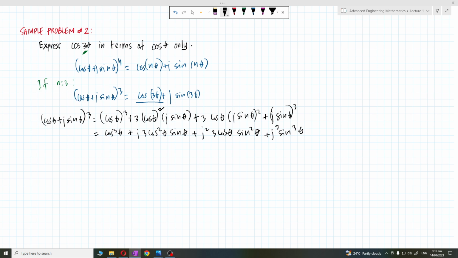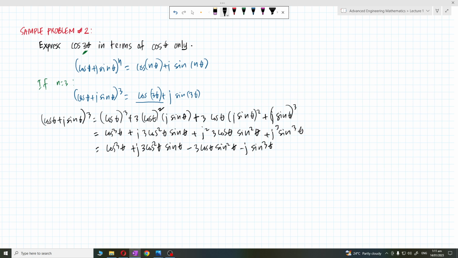Simplify further. So cosine cube theta plus j 3 cosine squared theta sine theta. Then j squared, guys, remember j squared is negative 1. So minus 3 cosine theta and then sine squared theta. What is j cube, guys? That is negative j, sine cube theta.